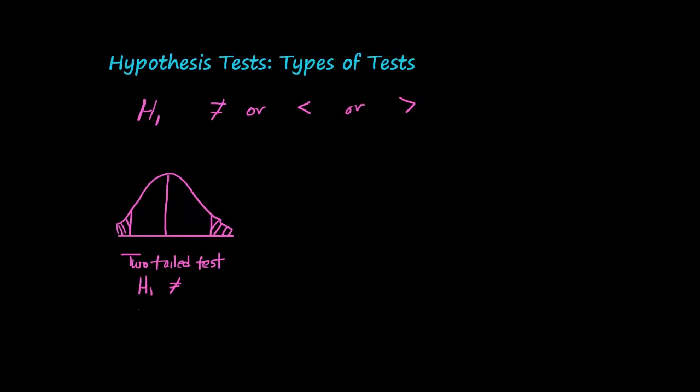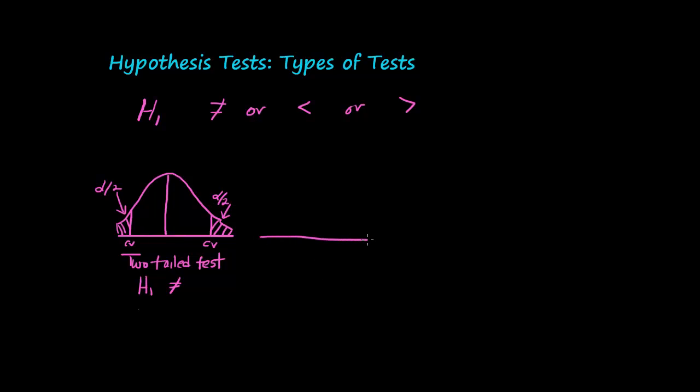Okay, and so these cutoff points, of course, are our critical values. This is a critical value, and this is a critical value. And so what happens is our significance level alpha gets split. So this area on the low end is alpha divided by 2, and on the upper end is alpha divided by 2.